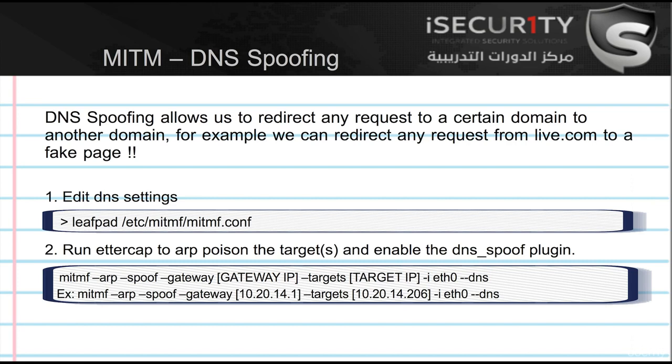So for example, whenever a person requests google.com, we can actually take them to another website because we're in the middle. When they request it, we'll give them any other IP that we want, and then they'll see a completely different website than what they're expecting.